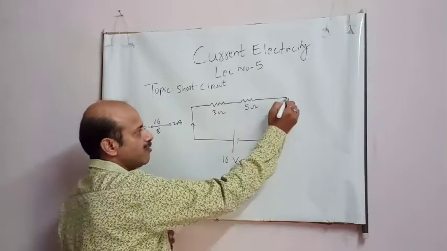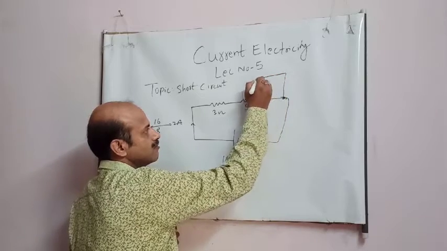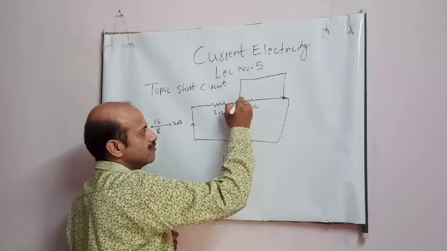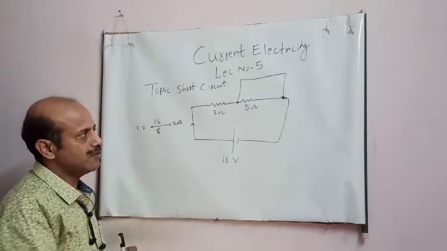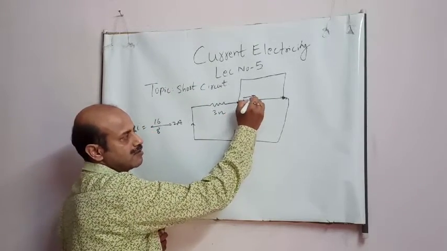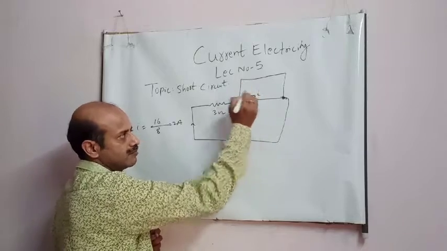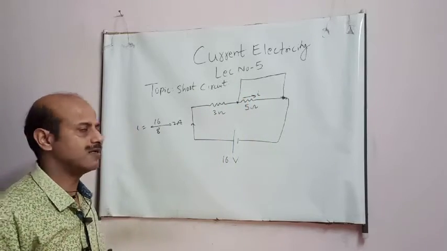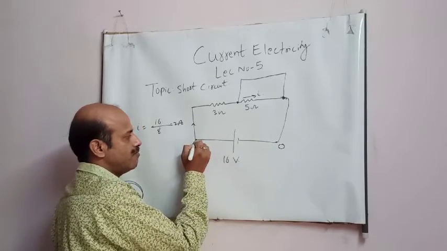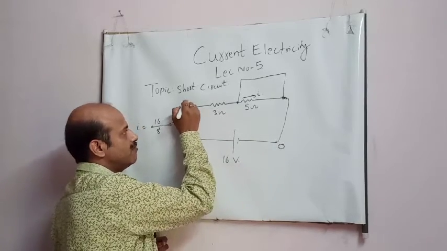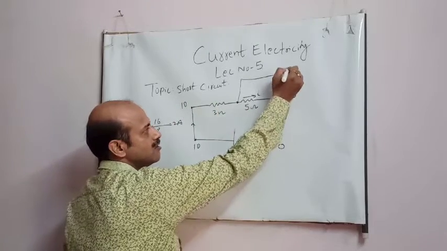Now student, if I connect a wire across here like this, how much is the current through this resistor? How to find out? Say by nodal analysis, student. This I am taking as 0. So this will become 10. This will become 10. This is 0, this is 0.